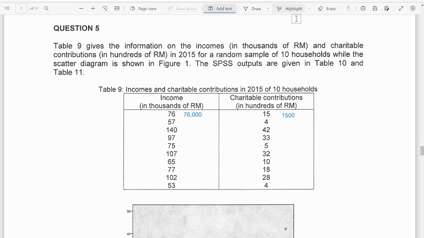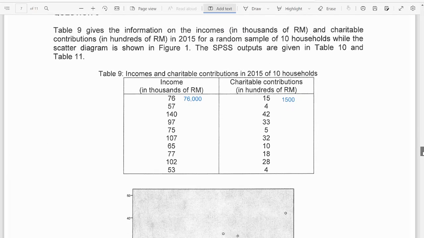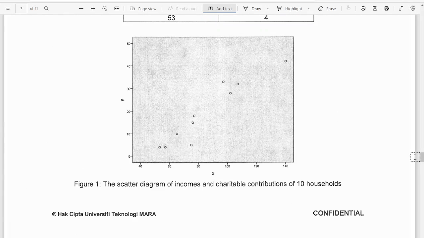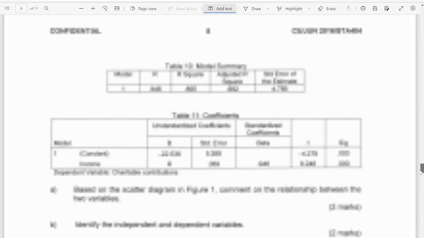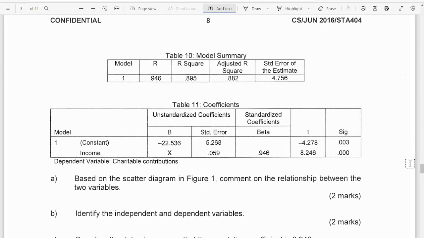Okay, and then it says here, for a random sample of 10 households, while the scatter diagram is shown in figure 1, the SPSS output are given in table 10 and table 11. So dia bagi dia punya scatter diagram. Okay, they give you the scatter diagram and also the output table.